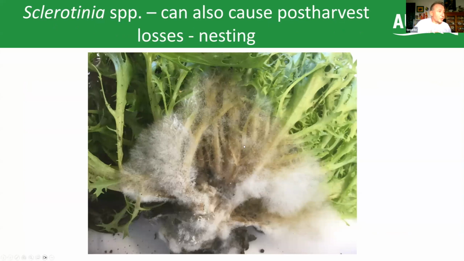So it is important to try and remove that crop as quickly as you can. Sclerotinia can also cause a post-harvest problem called nesting, and this is an example, and you can again see the furry growth in this fancy lettuce crop here, and you can see those little white structures at the base of the plant, which is the early formation of those black sclerotia.